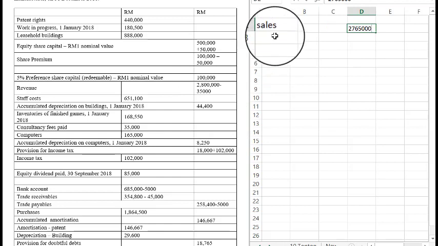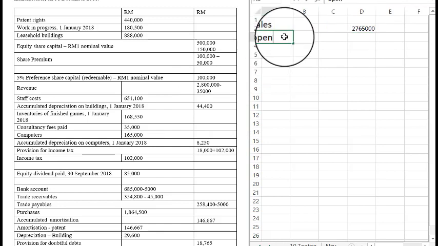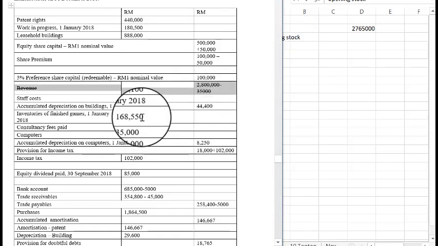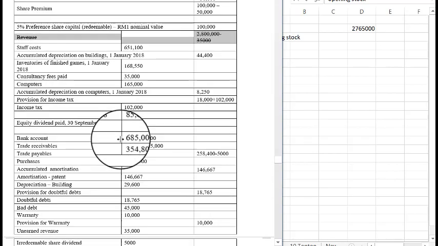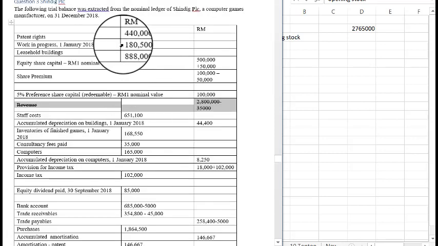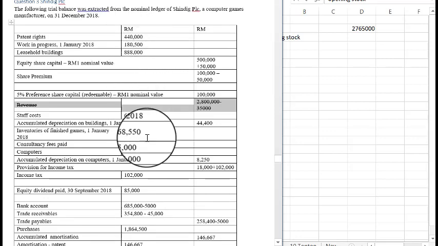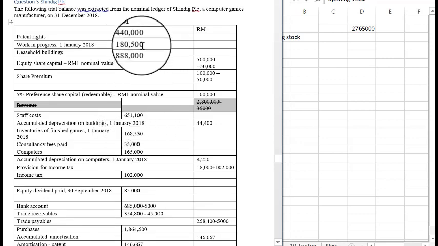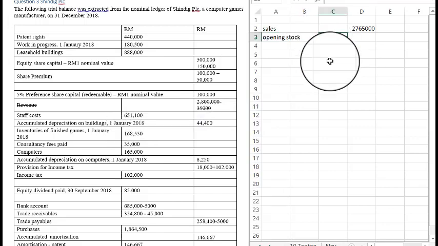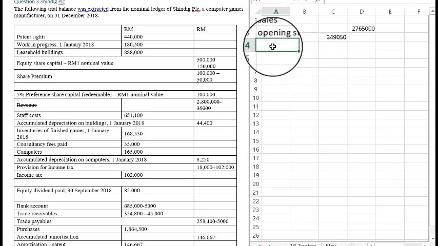Okay. Now next one, opening stock. After you have done like this, check your opening stock. In this case, your opening stock is your work in progress plus your inventory finished goods. So total up these two, this is your opening stock. You should be able to get 349050.